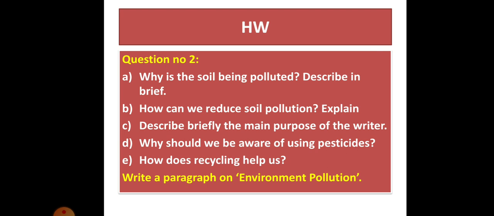Number B: How can we reduce soil pollution? Yes, it is a very important question. And number C: Describe briefly. Here, briefly means with elaboration, the main purpose of the writer. And number D: Why should we be aware of using pesticide?